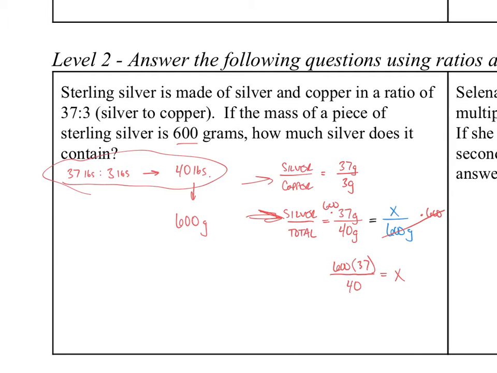So if I multiply by 600 on both sides, I end up with 600 times 37 over 40 on the left, and when I put that into a calculator, I end up with 555 grams. So in a 600-gram sample, 555 of those grams are pure silver.